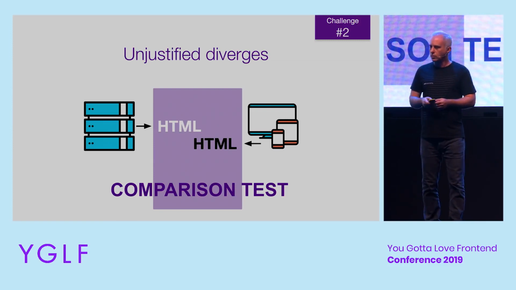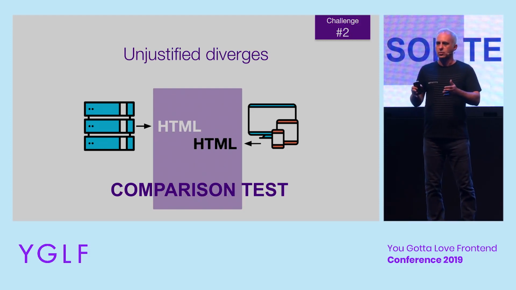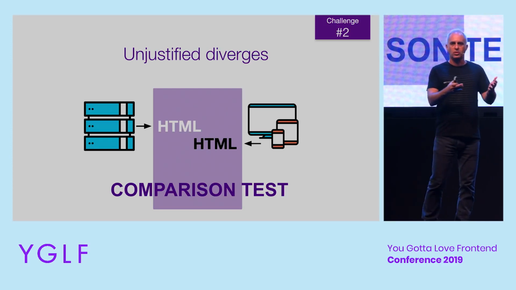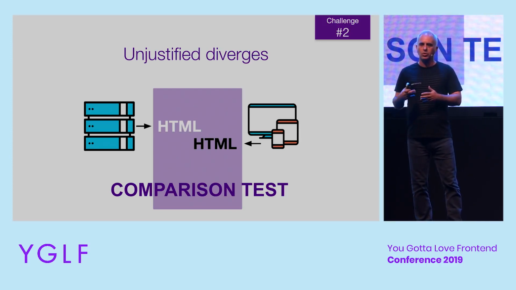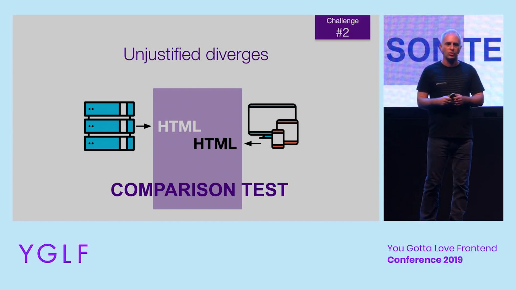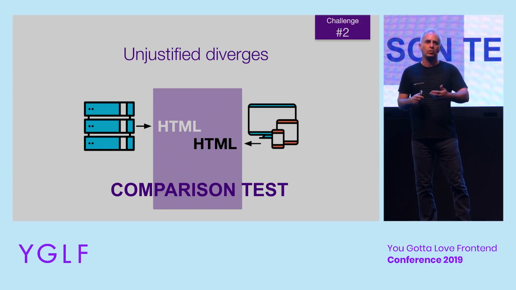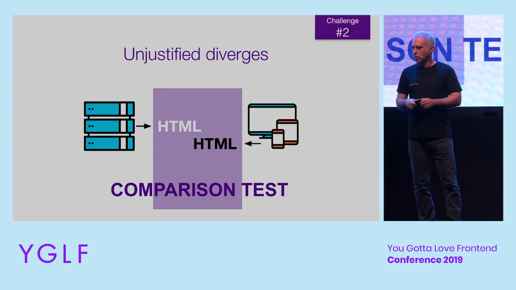The way to work around that is we basically built in tests that compare the HTML received from the server with the HTML that exists on the client after the client finishes the hydration process. If the two aren't sufficiently equivalent, then that is flagged as a bug and it breaks the build. So that's the way to deal with unjustified diverges.